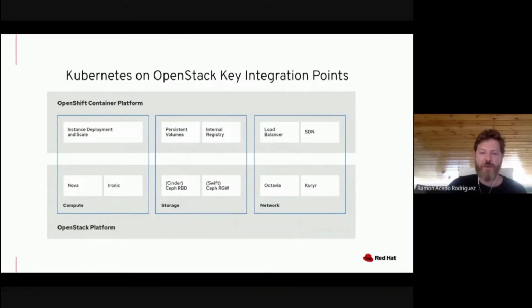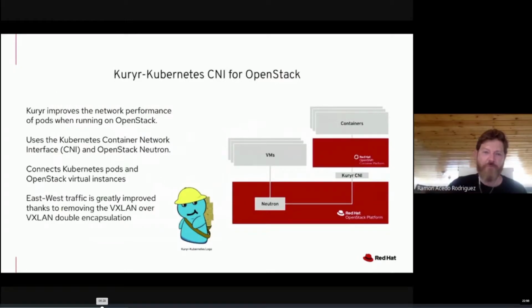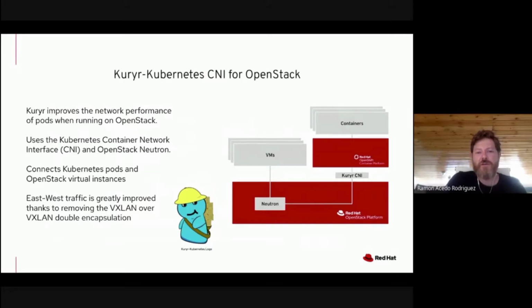We will see a little bit more of that later, meaning now. Kuryr-Kubernetes, the CNI for OpenStack. So Kuryr is the technology that improves the network performance of pods running on OpenStack, right? And Kuryr itself uses the Kubernetes Container Network Interface, CNI, and essentially what it does is it uses Neutron with any SDN, any plugin that Neutron might be using, but it will use the standard Neutron APIs, and it will connect the pods with the VMs through Neutron, right?